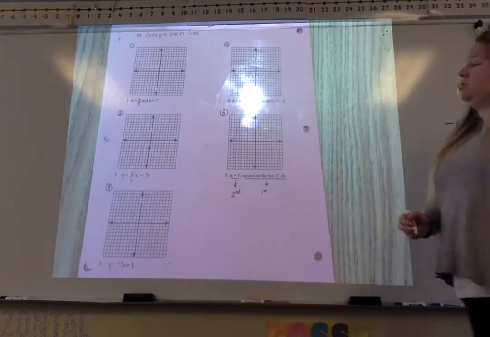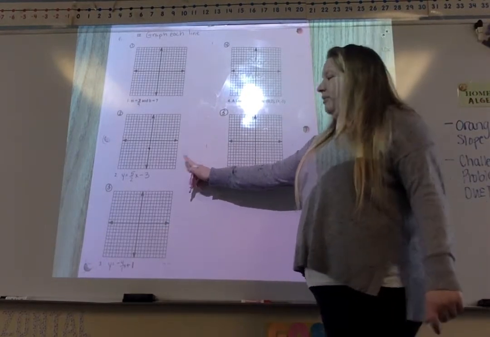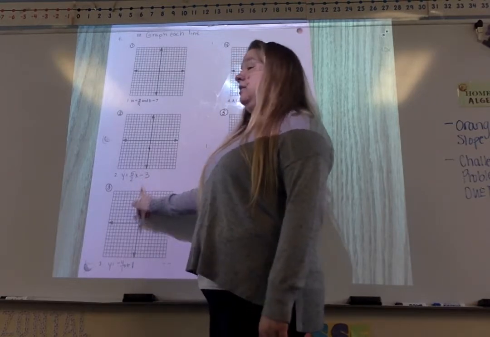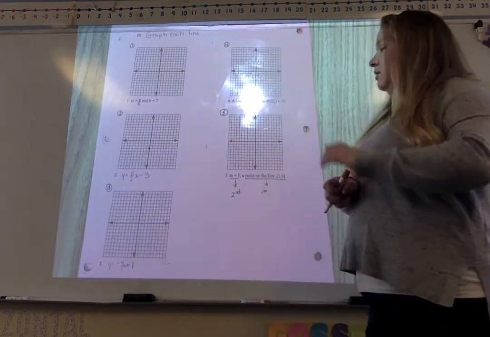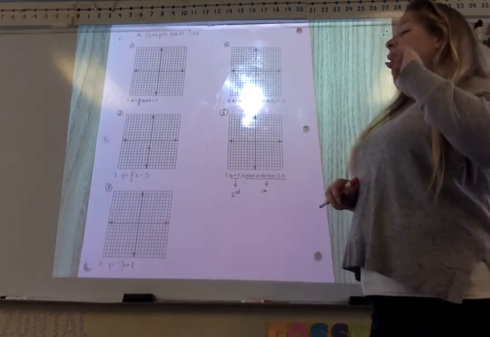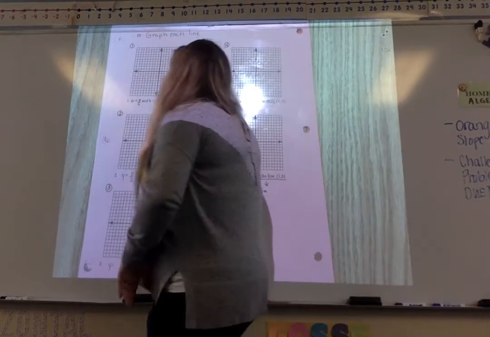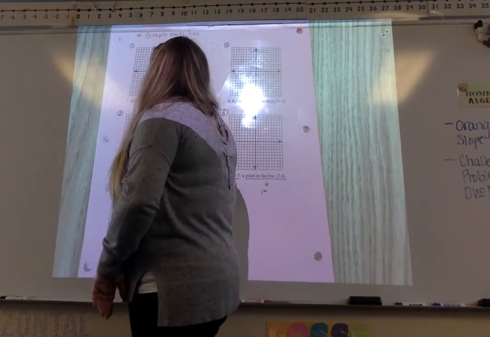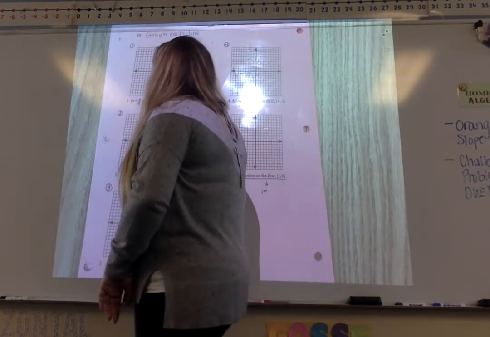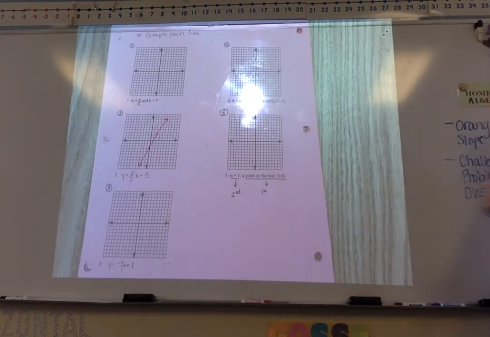What do I do next? So we're on number 2. I've plotted my y-intercept. Okay. So what do I do next? Would you go over 5 and up 2? Height over width, so up 5 and over 2. Great. So 1, 2, 3, 4, 5, to the right 2. There's my second point. Connect them with a line. Again, your line should have arrows at the end of it.